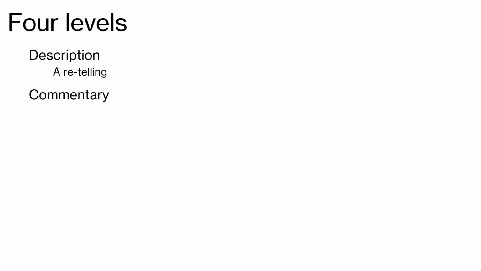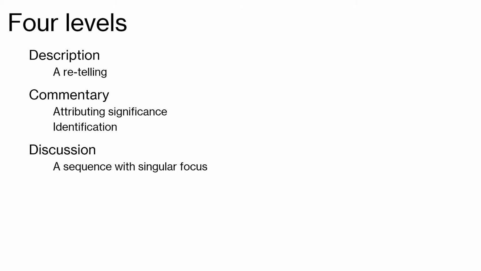One level up, we have a commentary. We're now not just retelling everything, but we're highlighting the things that are significant. We're picking out the things that matter most, which requires some amount of perception of what importance means. And since we're able to identify important things, that means we're demonstrating at least some amount of understanding. One level up, we can get to a discussion. And in our discussion, we're not just highlighting things, but we're actually looking at a sequence of multiple things that share importance.